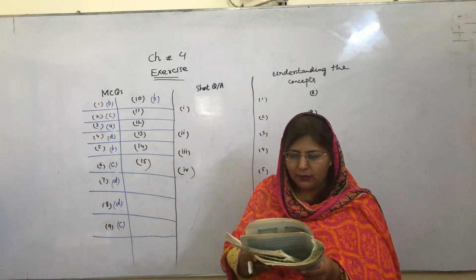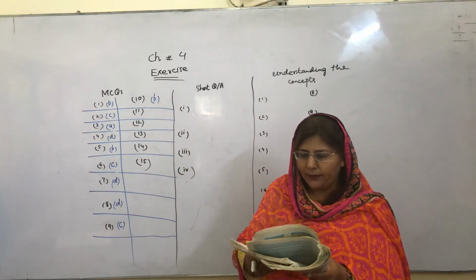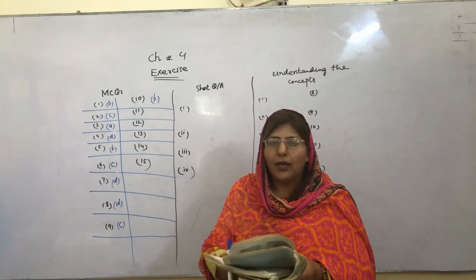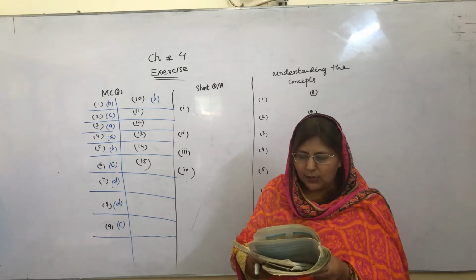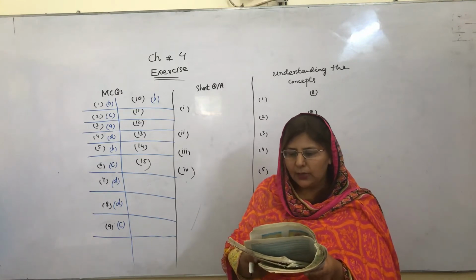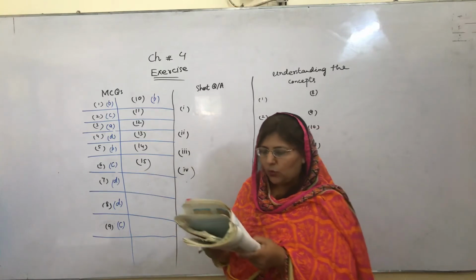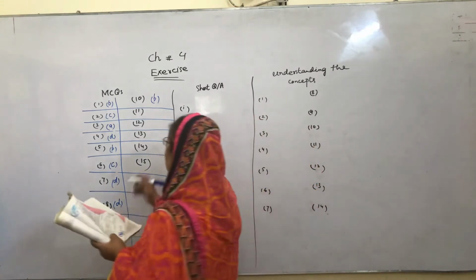Now number 11, smooth endoplasmic reticulum is the area in a cell where dash are synthesized. I have discussed this now. Options are polysaccharides, proteins, lipids and DNA. The correct option is lipids, C. Question number 11, the correct option is C.